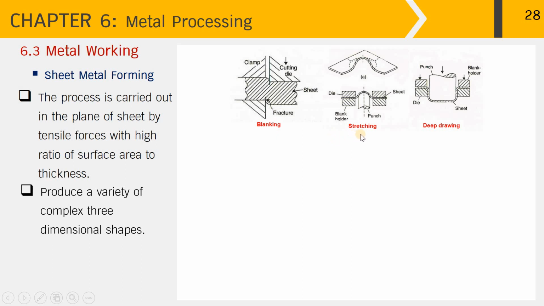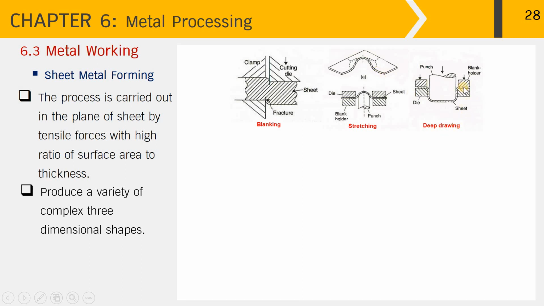The next sheet metal forming operation is stretching. The metal sheet is clamped by the blank holder and the die. In the operation, the punch underneath the metal sheet moves upward to form the dome or curved surface like this. Next is the deep drawing operation.